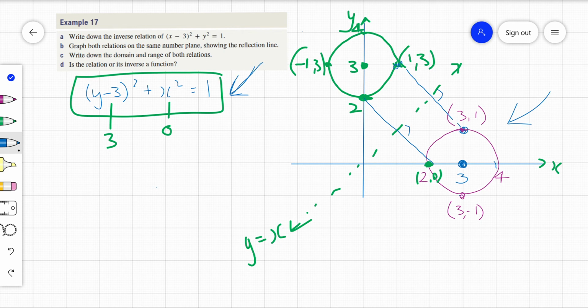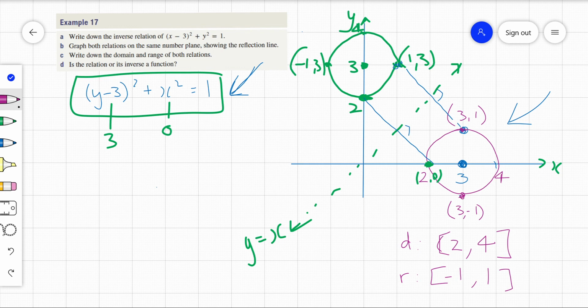All right, so what's the domain and range of both? So the original, the one we started with, the domain, you can see it goes from 2, and it includes 2, all the way to 4, and it includes 4, and the range goes from down here, so at negative 1, including negative 1, up to 1.